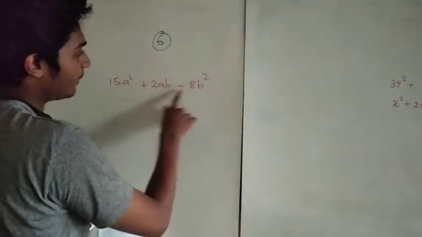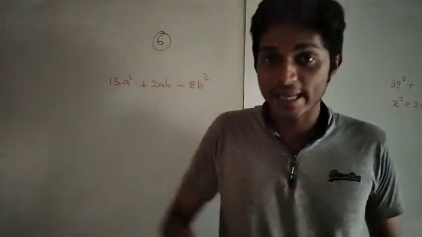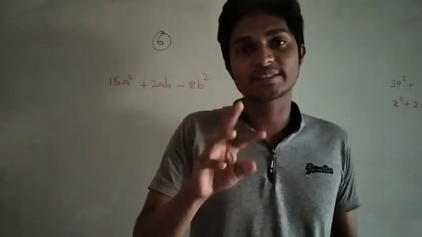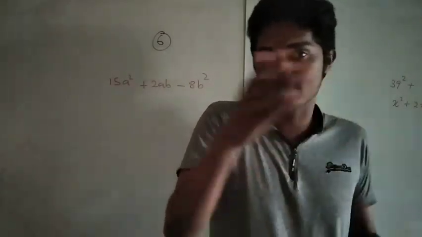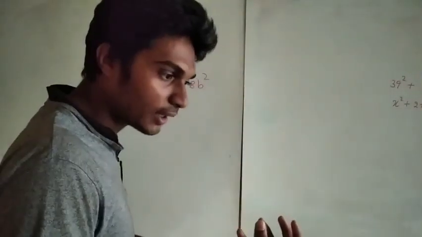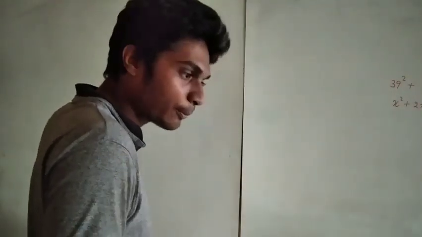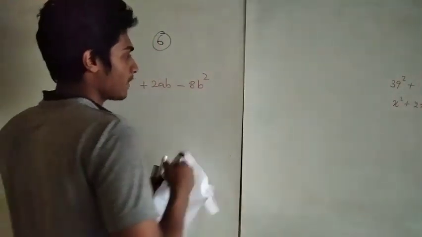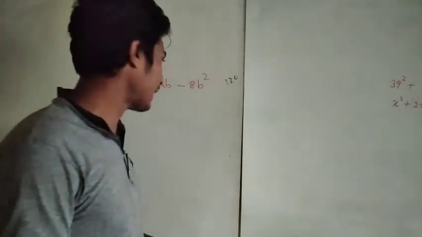15a squared plus 2ab minus 8b squared was the first problem. So how are we going to factorize this, right? As we did earlier, what you should do is multiply the coefficient of the first term and the last term. Look at this, 15 and 8. 15 into 8 is going to be how much? Quickly do your paperwork by pausing the video. So 15 into 8 is going to make simply 120. You can check it.